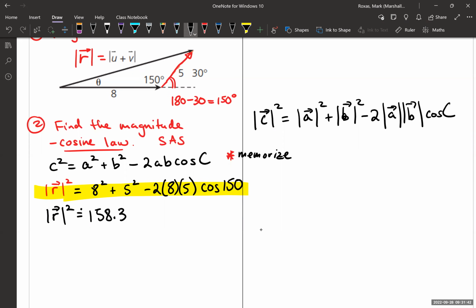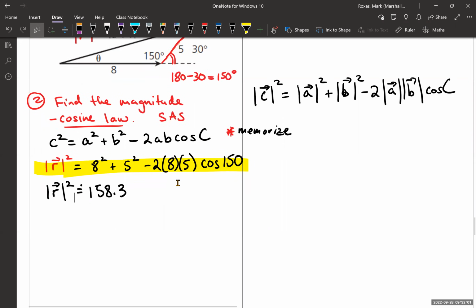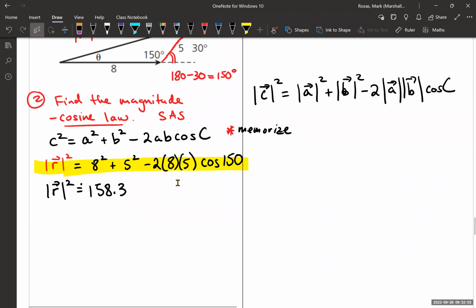Okay. If you don't get 158.3, make sure you are doing the 2 times 8 times 5 times cosine 150 together. That's usually the common mistake, where students do 8 squared plus 5 squared minus 2 times 8 times 5, and then they multiply by cosine 150. So be careful. Order of operations really is important. Okay, if I take the square root of that, I get 12.6 units.